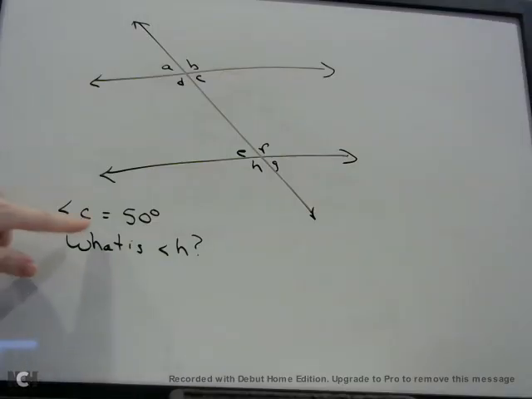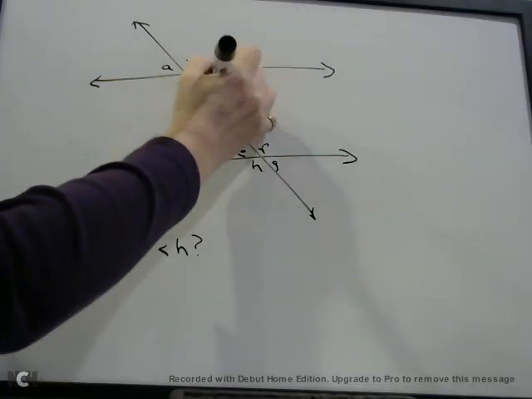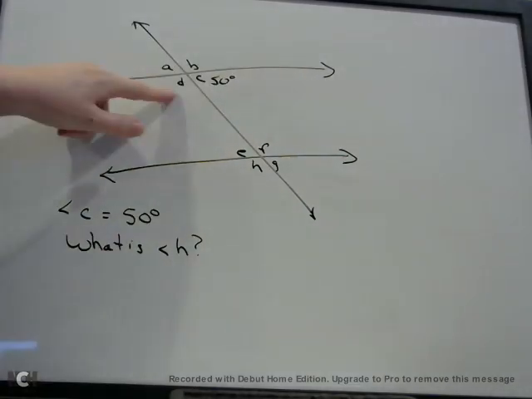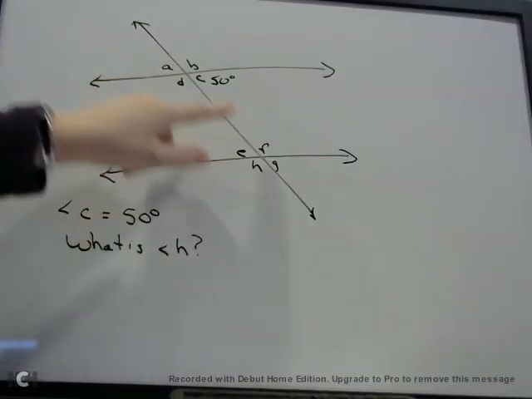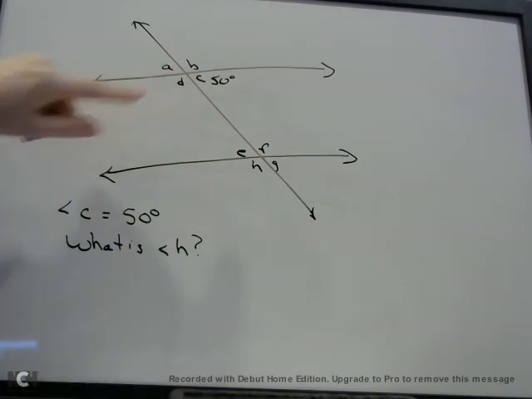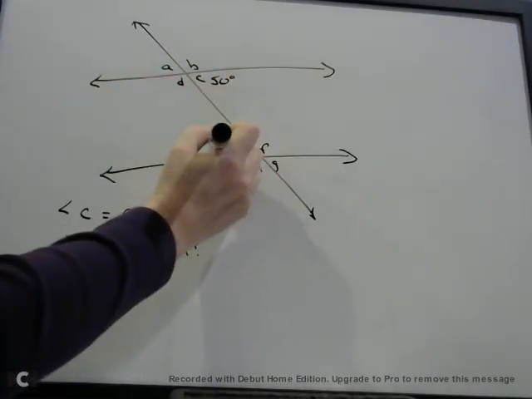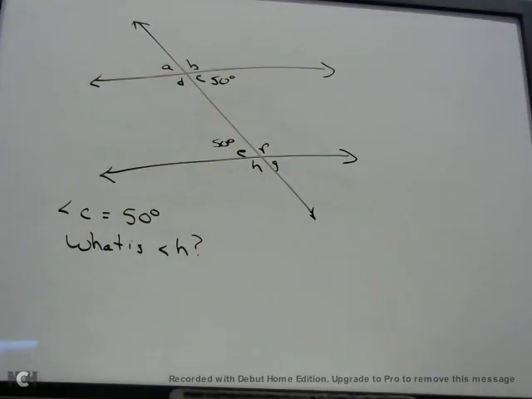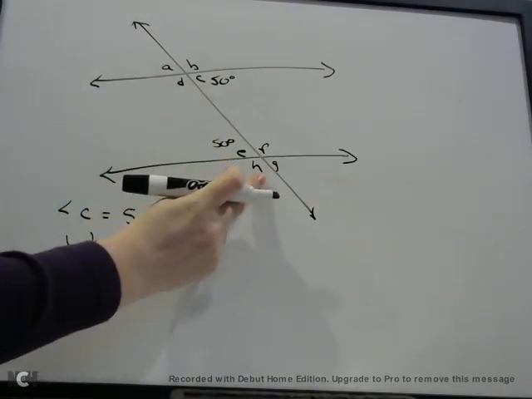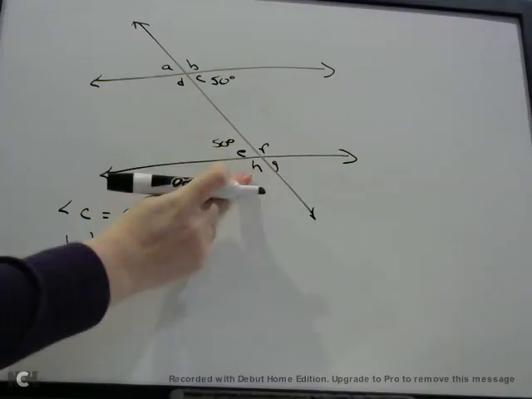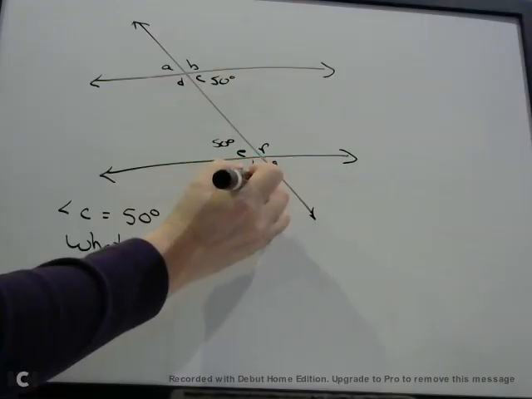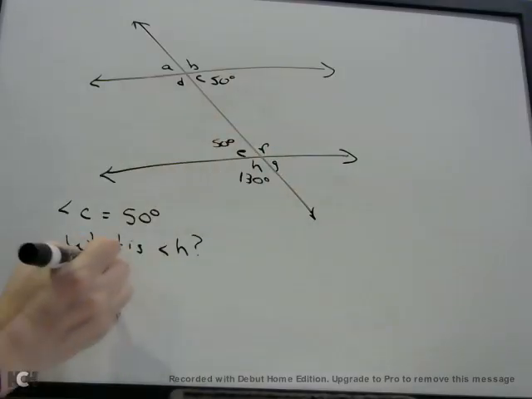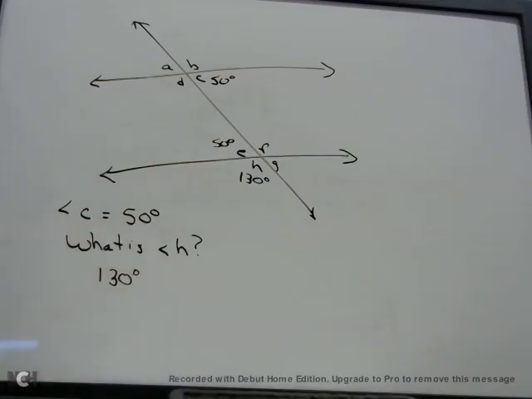If you don't know these concepts, this will probably look like a hard problem, but really it's not. We have angle C equals 50 degrees. We can find all these other angles, but we don't need to in this problem because they're asking us what is angle H. We need to remember these are two parallel lines, so angle C and angle E are the same. So we automatically know angle E is 50 degrees. Once we know angle E is 50 degrees, angle H has to be supplementary because this is a line. So E and H have to equal 180 degrees. 180 minus 50 is 130 degrees. So what is angle H? 130 degrees.